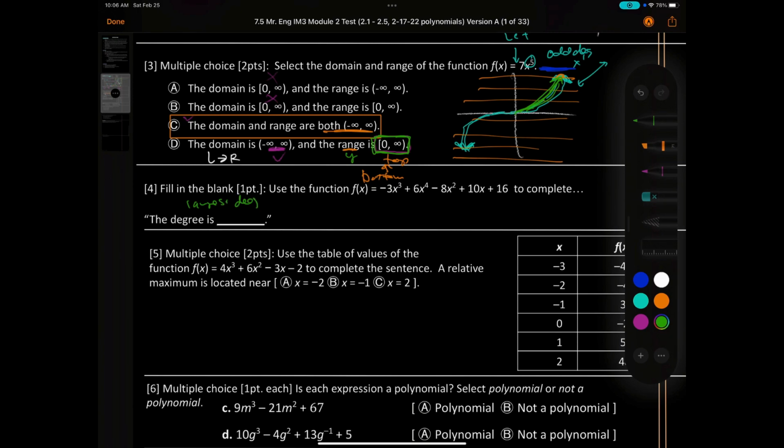Okay, but the graph has to be in descending order. What does that mean? The highest degree goes first, and then the 3, and then the 2, and then the 1, and then the 0. And then the one with the highest degree, that is the degree of our polynomial. The common mistake is to think that it is the first one you see, and it's not.